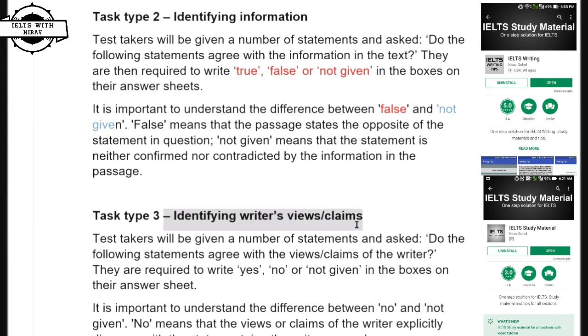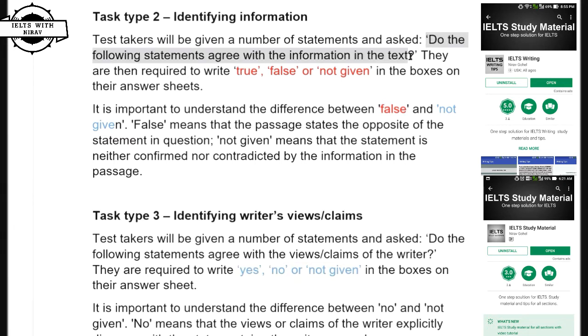Identifying writer's view or claim. So this is about true, false, not given, and now it's time for yes, no, not given. Many students have asked me this question: what is the difference between true, false, not given and yes, no, not given? So here is the answer.